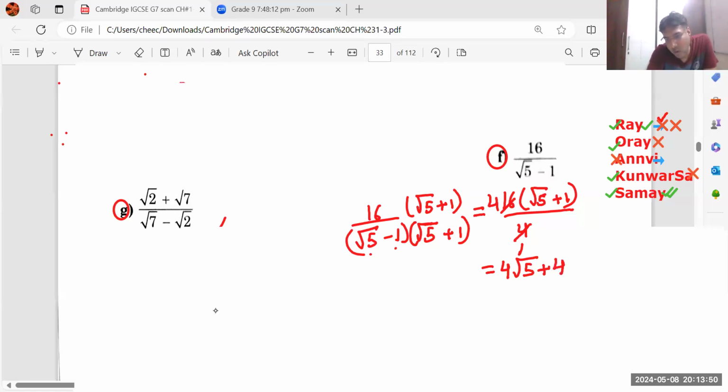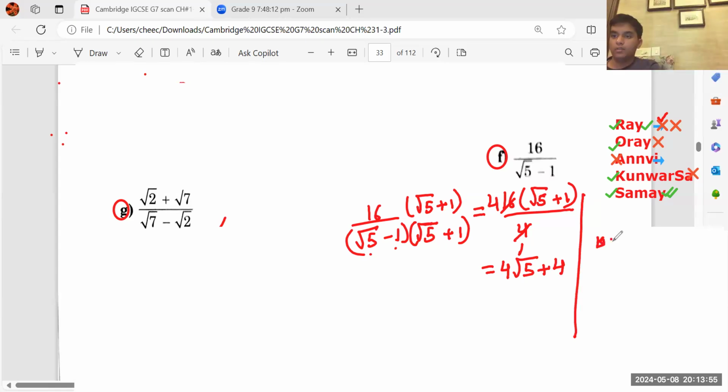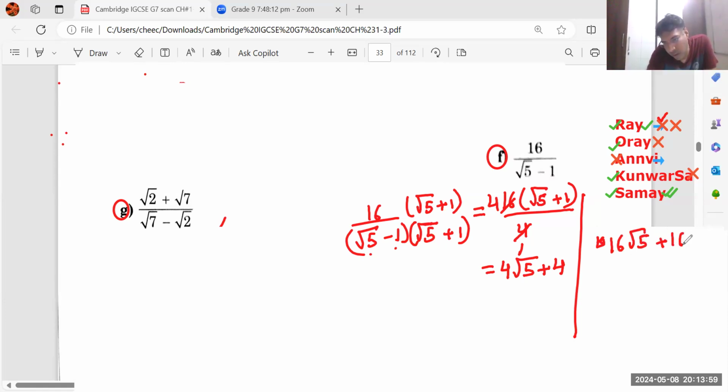So Ray, you actually got this. Yes, sir. You got 16 root 5 plus 16 upon 4. Beta, if you have to simplify, again you have to take 4 common. So it is better that I multiply at the end, especially when it's getting simplified. Okay, sir. All right, Anvi, Kuvarsa.